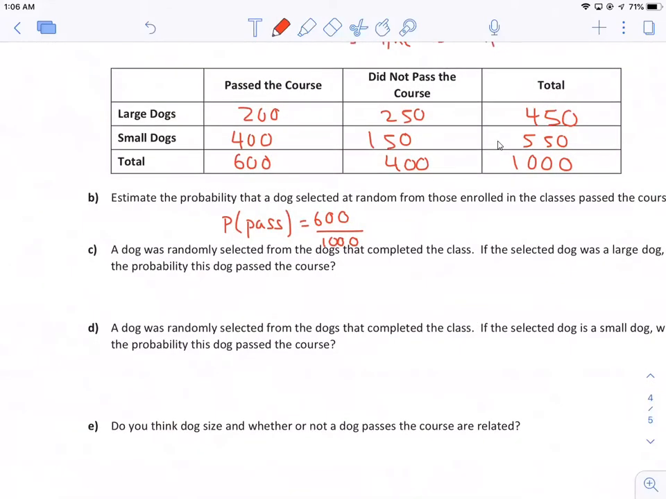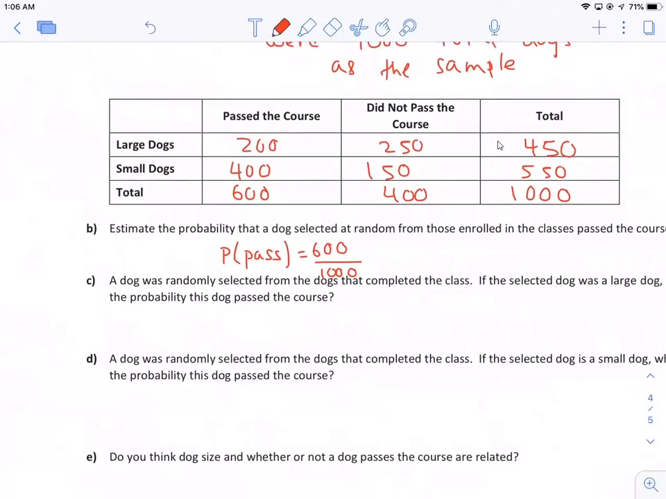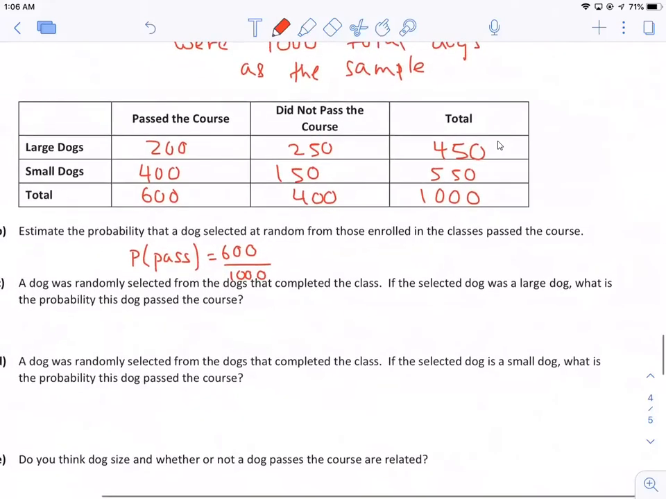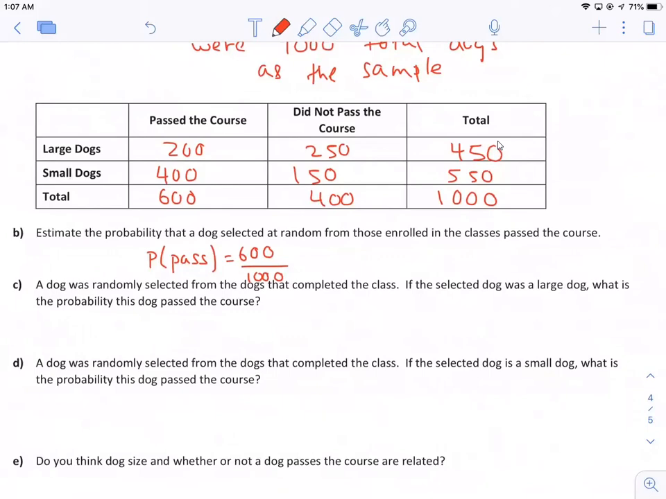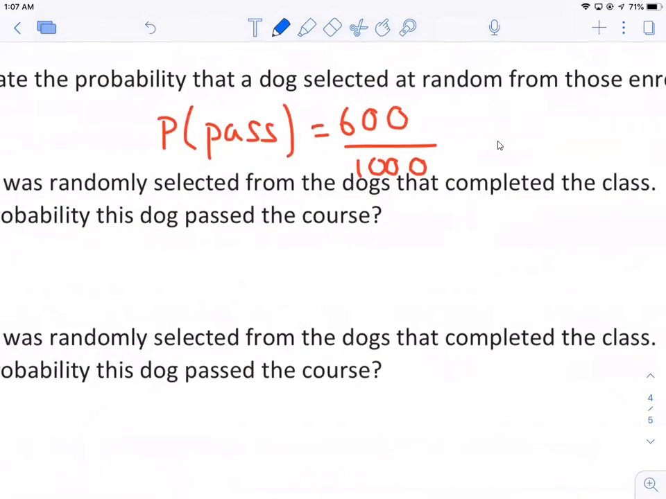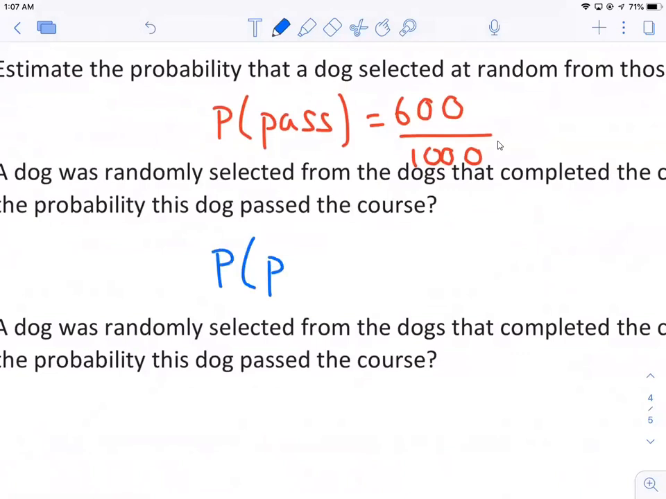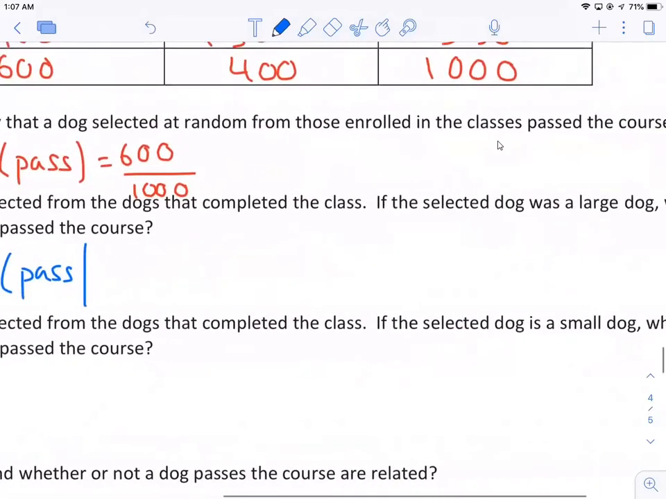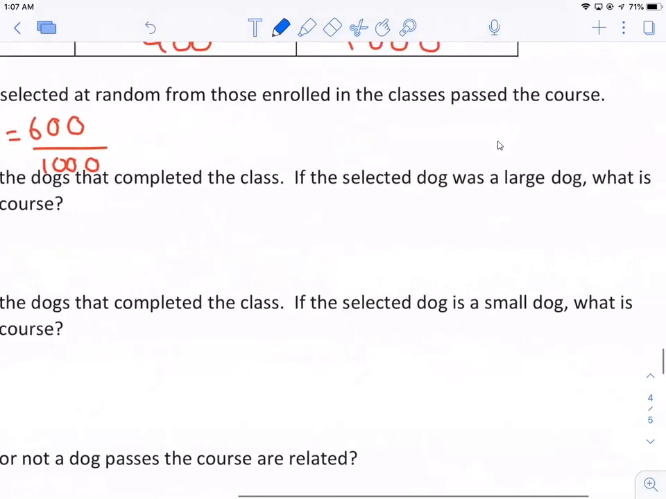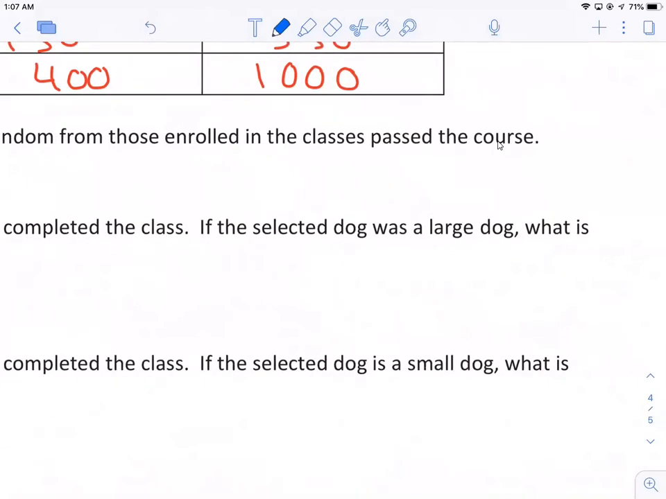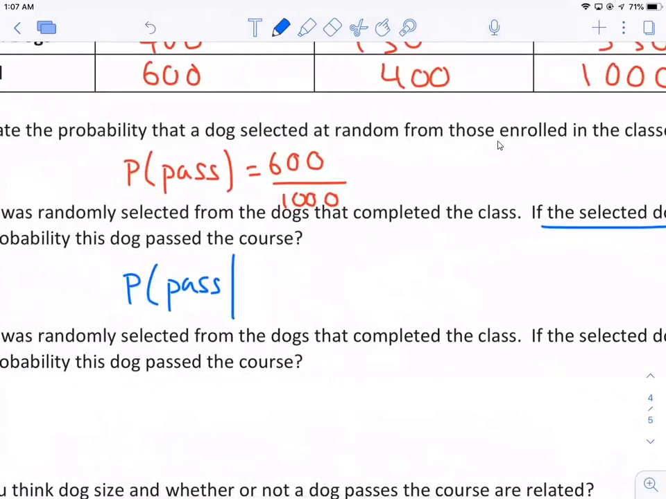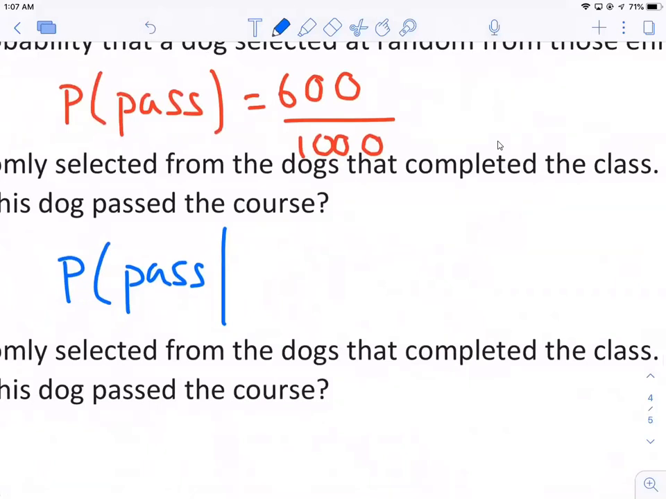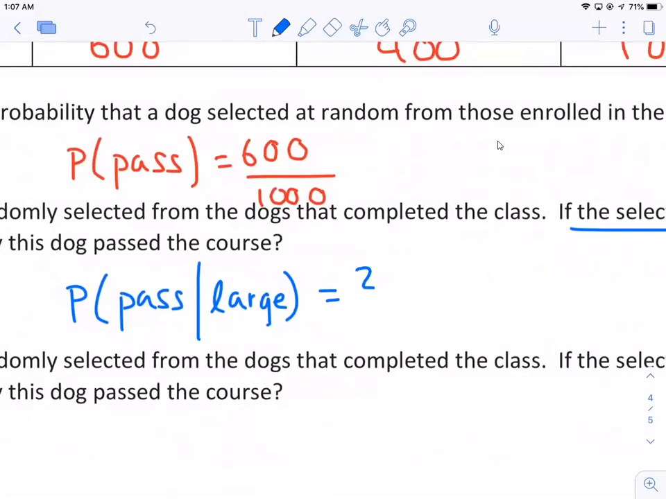A dog was randomly selected from the dogs that completed the class. If the selected dog was a large dog, what is the probability this dog passed the course? All right, so this is a given conditional statement. So I want you to write this with the correct notation. We're looking for the probability that this dog passed, right? So probability of pass given, so we're going to use that vertical line, given that the selected dog was a large dog. Even though it doesn't explicitly say "given it was a large dog," it says if the selected dog was a large dog, what's the probability that they passed this course? So under the condition that the selected dog was large, that's our given condition. So probability of pass given that they were large equals, there's 450 large dogs and 200 of them passed.